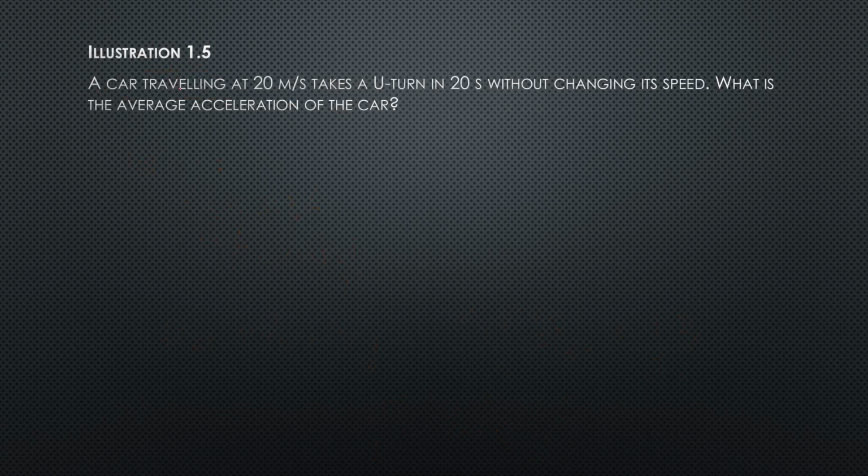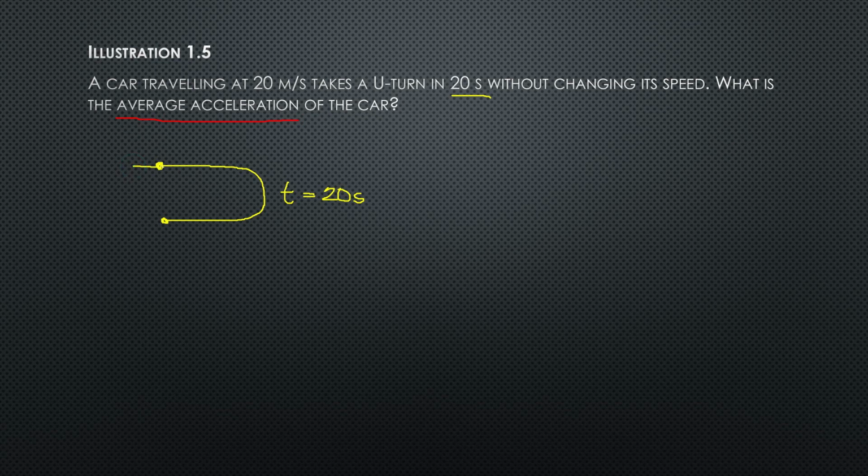Illustration 1.5. A car traveling at 20 meters per second takes a U-turn in 20 seconds without changing its speed. What is the average acceleration of the car? So the question is average acceleration. Now let us draw the diagram. Let's say this is the initial velocity of the car. Then it takes a U-turn without changing its speed, with the given time of 20 seconds. So time is equal to 20 seconds.